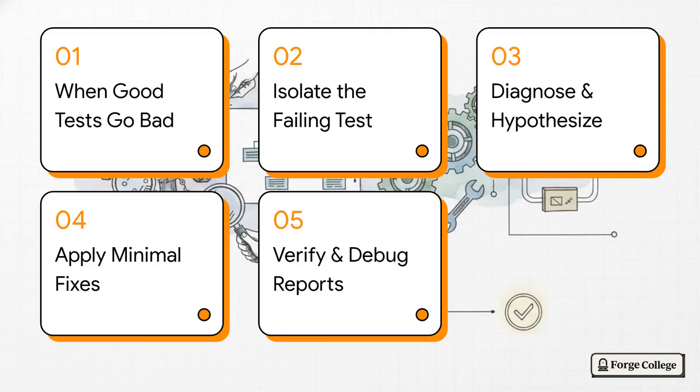Let's get into it. So, here is our blueprint for today's engineering anomaly investigation. First, we'll look at what happens when good tests go bad. Then, how to isolate the failing test, diagnosing and hypothesizing, applying minimal fixes, and finally, putting together proper verification and debug reports. This is your step-by-step journey from a totally broken test suite to a documented, verified fix.